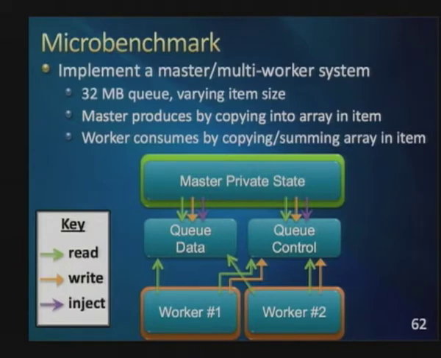The way we modeled it for a micro benchmark is we had 32 megabytes of data, and we varied the item size. Each item was a different size, ranging from 4 kilobytes to, I think, 4 megabytes, however many items it took to fill 32 megabytes. We wanted this to be memory bandwidth intensive rather than CPU intensive. So the only thing the worker does when it consumes an item is copy it and then sum up everything inside of it, just to make sure that we've actually touched everything and the JVM hasn't optimized that out.